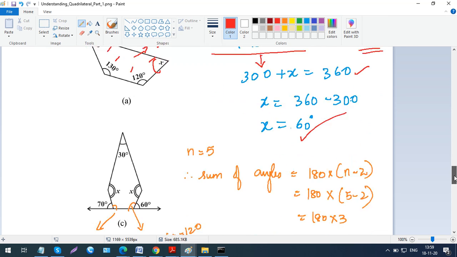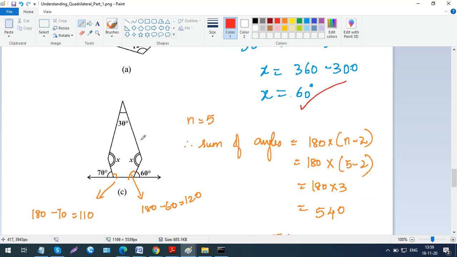Okay, now similarly in this case, you have to find out what is x, but you don't have all the interior angles, so find this angle and this angle. Okay, so you can use the linear pair formula. See, it lies on a straight line, so this whole thing should be equal to 180. So this thing is 70, so the remaining has to be 180 minus 70, which is 110. So this is actually 110 degrees. Similarly, 180 minus 60 over here, so this is going to be equal to 120 degrees.